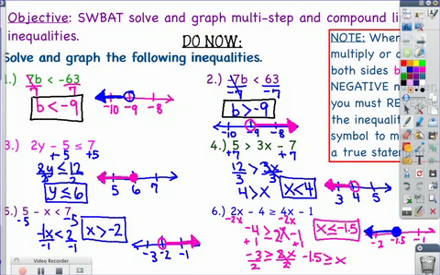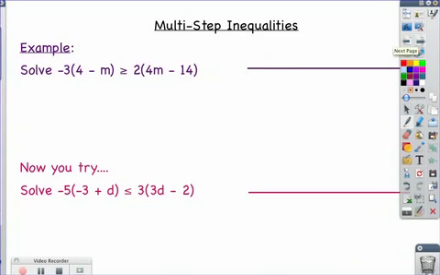Multi-step inequalities. Our example incorporates the distributive property. I'm going to begin by distributing. Which gives me negative 12 plus 3m, since I'm distributing negative 3 to negative m, is greater than or equal to 8m minus 28.